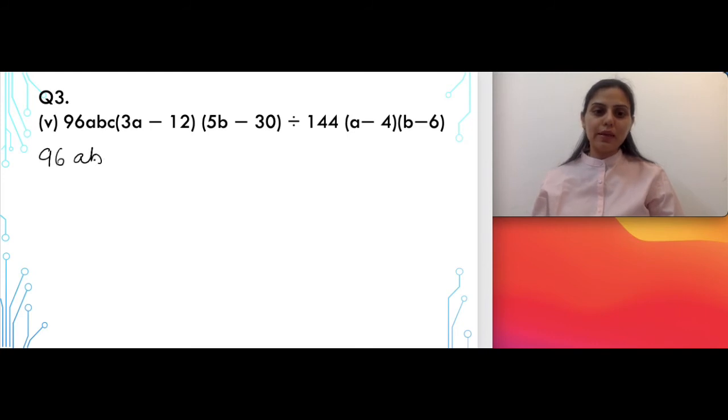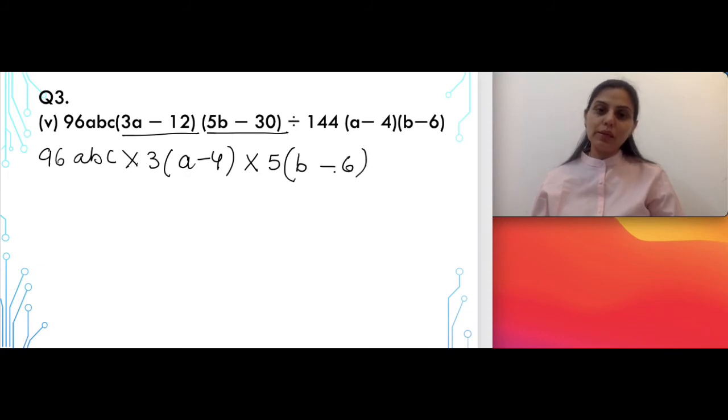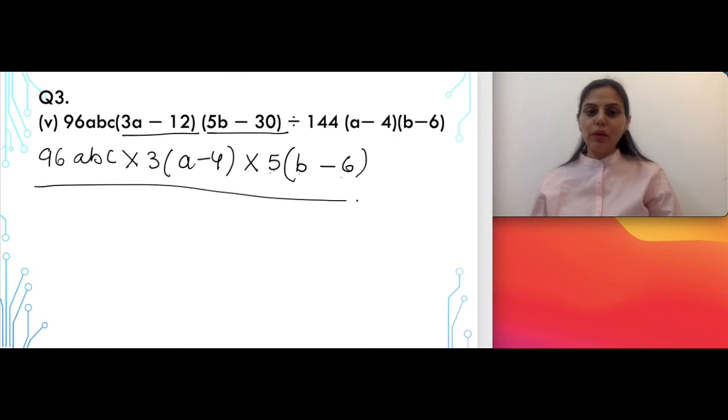96 ABC. From the first bracket, if we take out 3 common, we can write it as multiply by 3, and in the brackets we'll be left with a minus 4. Similarly, from the second bracket, we can take out 5 common. So if we take out 5 common, in the brackets we'll be left with b minus 6. You have to mentally calculate it. When we open the brackets, it will be 5b minus 30, which will again bring us to the same term. Whole term divided by 144 multiplied by a minus 4 multiplied by b minus 6.